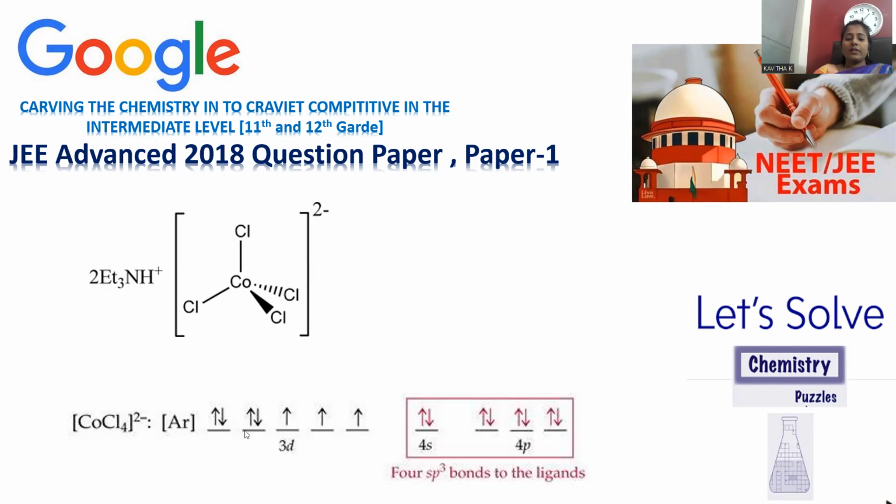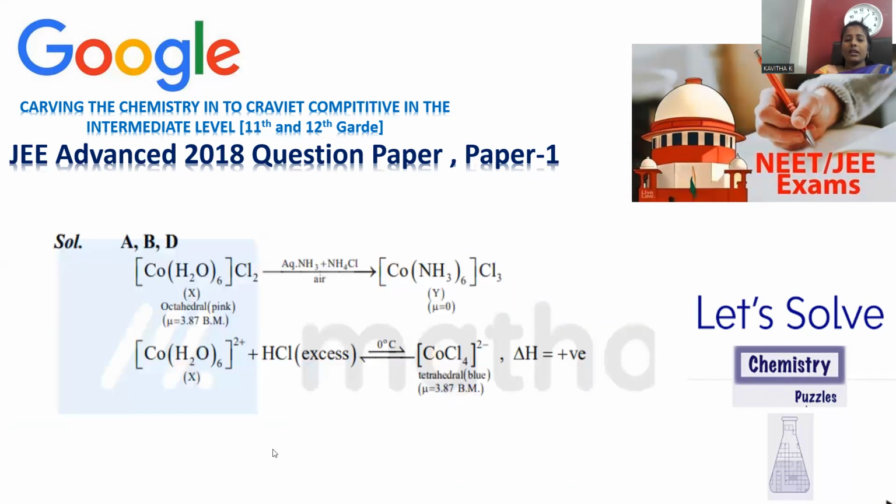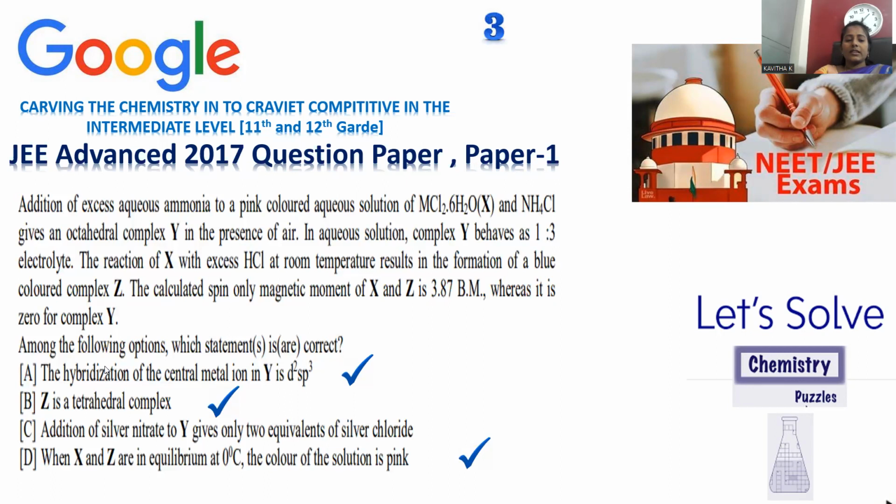Whenever it is +2, we have 1, 2, 3, 4, 5, 6, 7. +2 means the s electrons are discarded and 7 d electrons remain. Chloride is a weak field ligand, so the electrons remain as such; we are not supposed to pair them up. All the 4s and 4p orbitals are empty. Therefore, the empty 4s and 4p orbitals combine to give sp3 hybridization. sp3 hybridization belongs to tetrahedral geometry. This is the way. Tetrahedral geometry is given for compound Z, so the tetrahedral complex statement is the correct one.